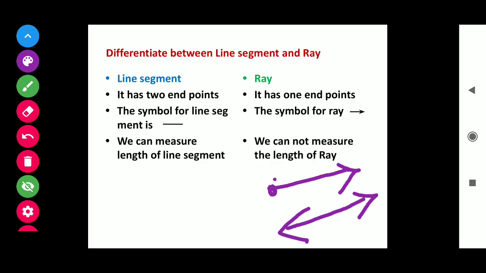Line segment, as it is, has two endpoints. A ray has one endpoint. We can measure the length of a line segment. We cannot measure the length of a ray because it goes endlessly in one direction. This is the symbol of line segment. This is the symbol of ray.